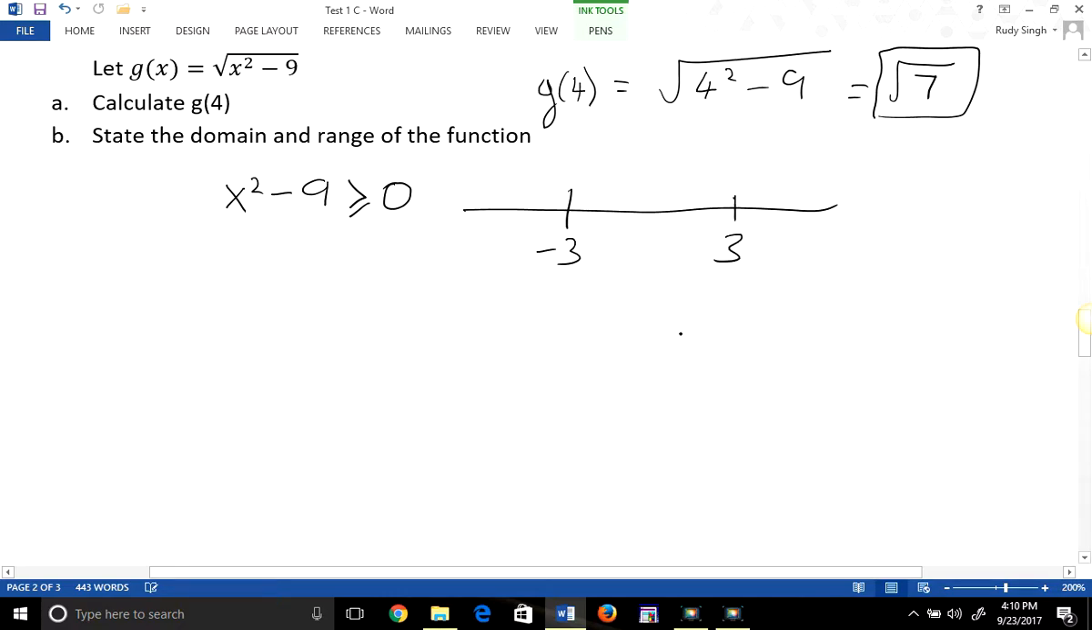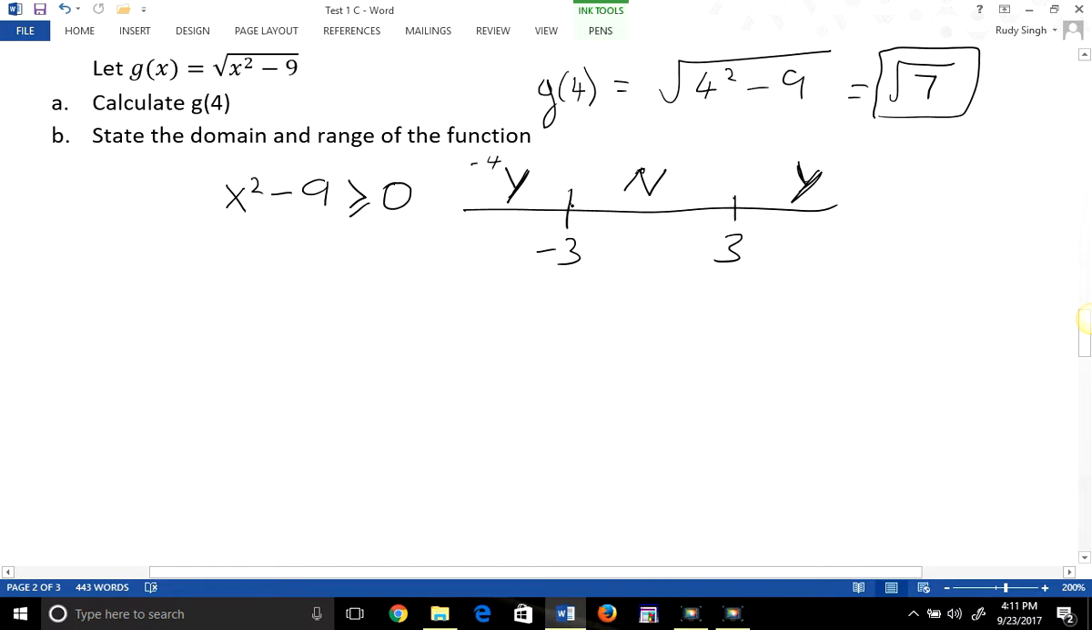Now I think about, well, what if I plug in numbers around here? If I plug in a number less than negative 3, like negative 4, well, negative 4 squared is 16, because it becomes positive, minus 9 is positive. So yes, all numbers less than negative 3 will work. In addition, numbers greater than 3 will work as well. But what about in between negative 3 and 3, like 0? If I plug 0 into this expression here, I get negative 9. That's less than 0, so that's not going to work. So anything between negative 3 and 3 will not be in my domain. So what is my domain then?